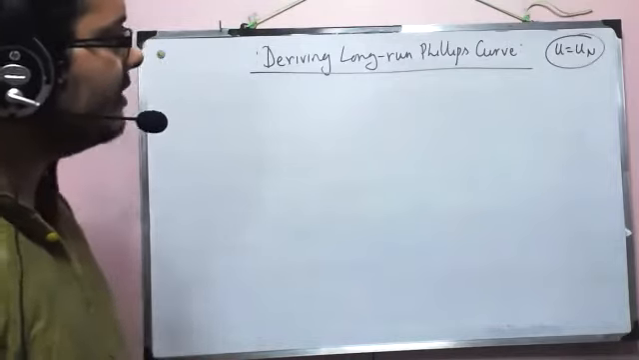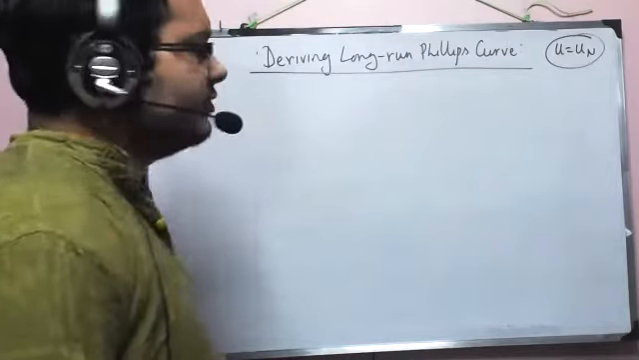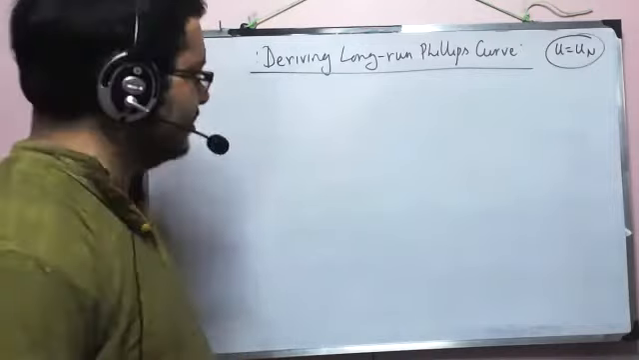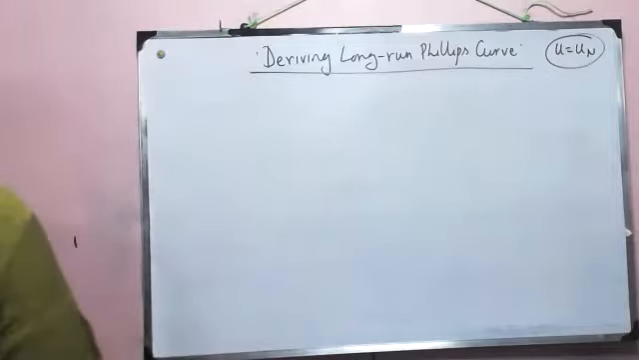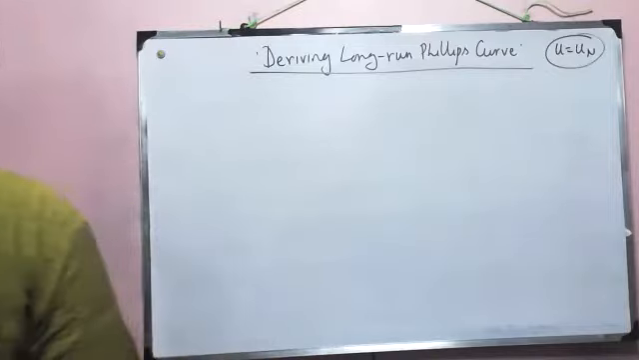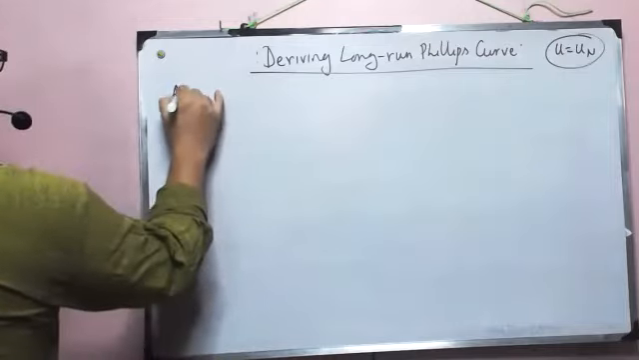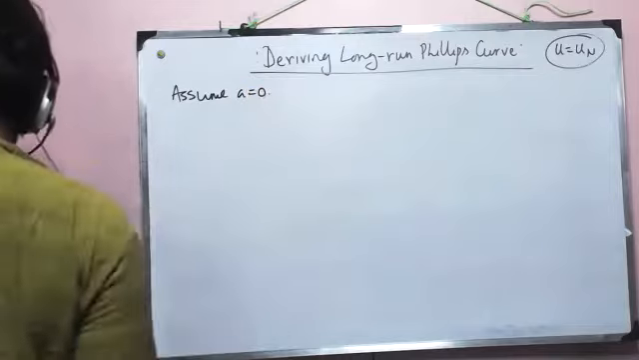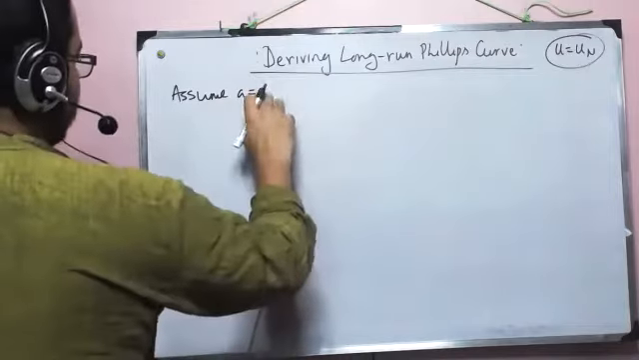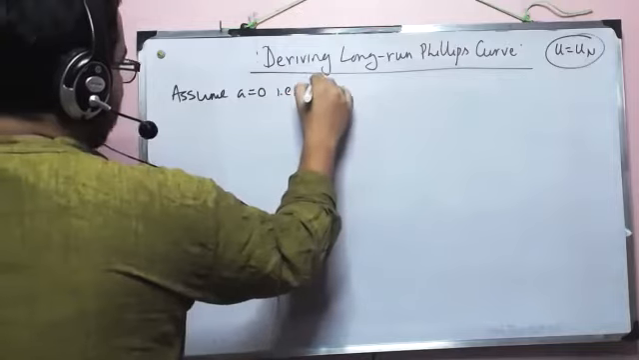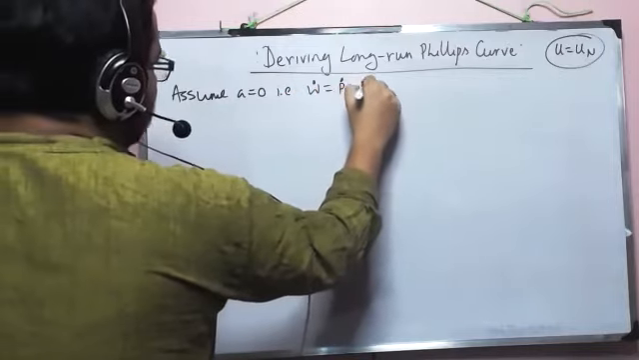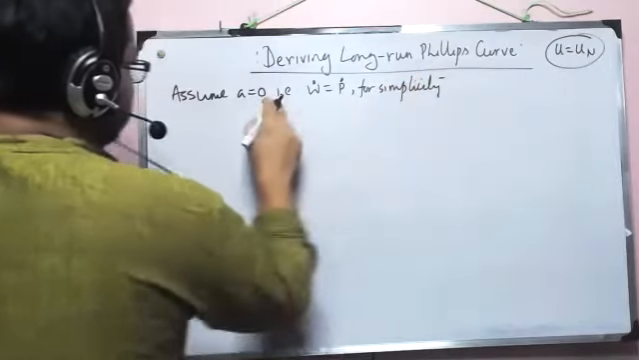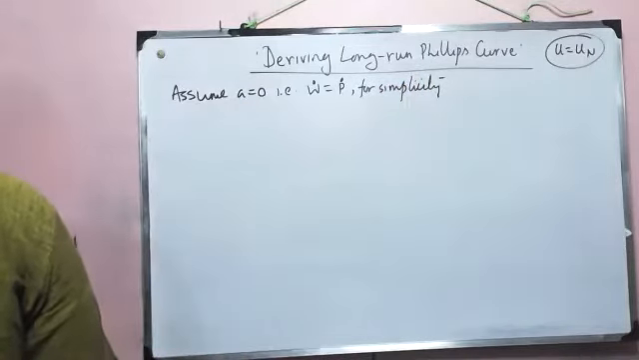I must say that the method of drawing it is a bit non-standard. Okay, so let us start first with a situation. So assume A equal to 0, that is our change in MPL is equal to 0. Okay, that is W dot equal to P dot for simplicity. It's not that considering it non-zero will change a lot of things.